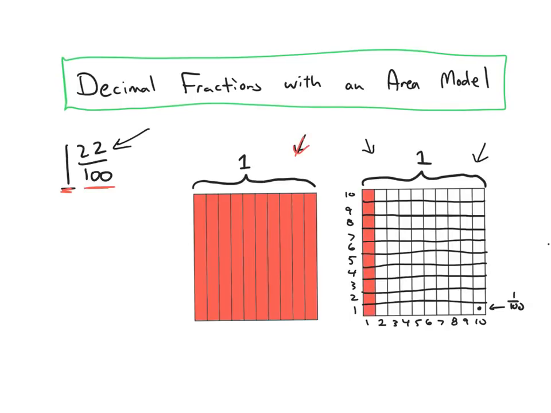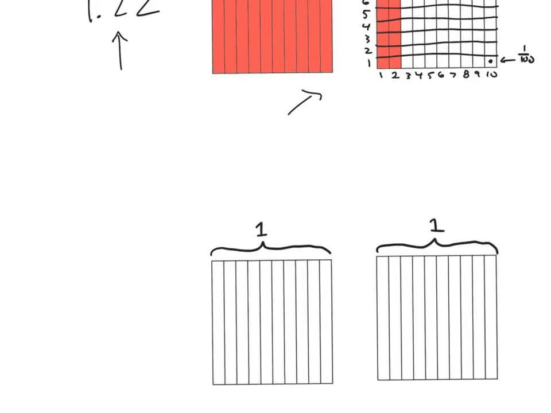So there's 10 hundredths. There's 20 hundredths, and 20 and 2 is 22 hundredths. So right now I've created the mixed number of 1 and 22 hundredths with the area model right here. And I can write this as a decimal, 1.22. So there are 3 different ways we can represent the same value: as a mixed number, as a decimal, and with an area model. So let's go ahead and do one more.